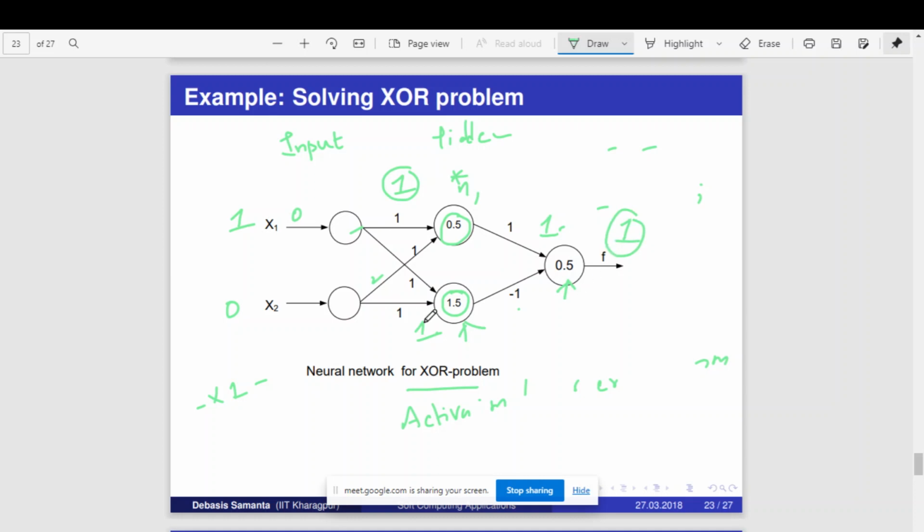This is applicable for the 0 1 case also. When it is 0 1 also, only this neuron will fire. This will not fire. Is that clear? When the input is 0 1 also, here for n1 what will be the input?